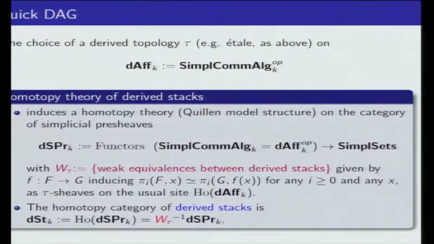So once we have this notion of topology on the derived affine schemes, we can consider functors from, as I said in the first slides, simplicial commutative algebras to simplicial sets. I make this category of functors into a homotopy theory, a model category or an infinity category, where weak equivalences are given by maps that induce isomorphisms on the sheaves of pi_i for any base point. Once I have these weak equivalences, I can invert them, and then I get what I call dStk of k over k, which is the homotopy category of derived stacks.